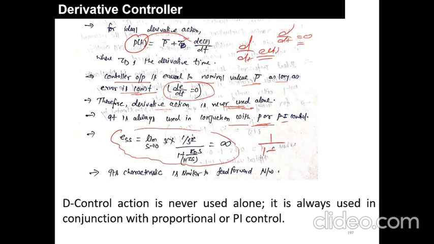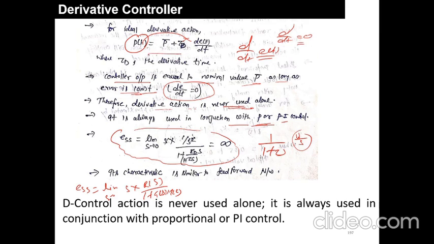Let's say 1 upon 1 plus tau s is the process dynamics, and the input is 1 upon s. So when you calculate the ESS, what is the formula for this? Limit s tends to 0, s into R(s) upon 1 plus G(s)H(s). When you put in all the values, what is the transfer function of the system?